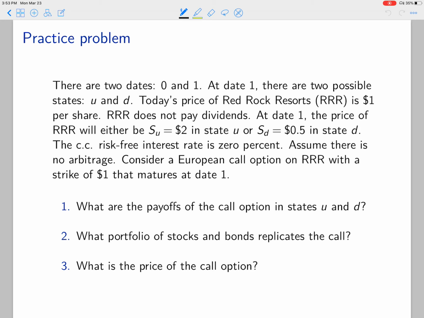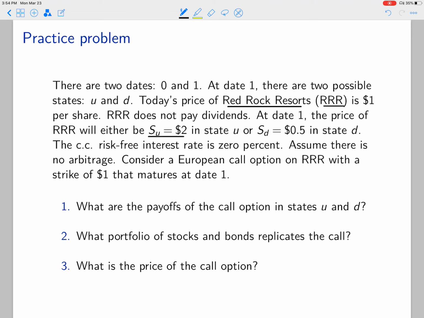All right, so the problem statement is as follows. We are in a binomial world. There are two dates, 0 and 1 year from now, and there are two states at date one: the upstate and the downstate. We don't know what the state will be today at date zero, but we do know it'll be either one of these two. Consider Red Rock Resorts, RRR, from my home city of Las Vegas. The current price of Red Rock Resorts is $1. And the payoff to Red Rock Resorts, a non-dividend paying stock, is going to be random.